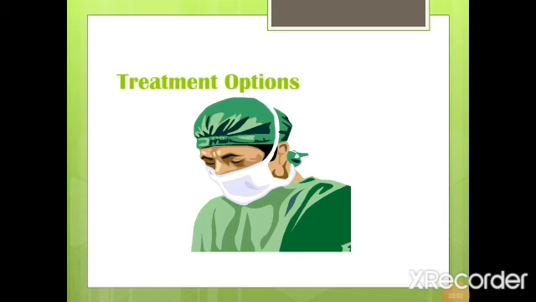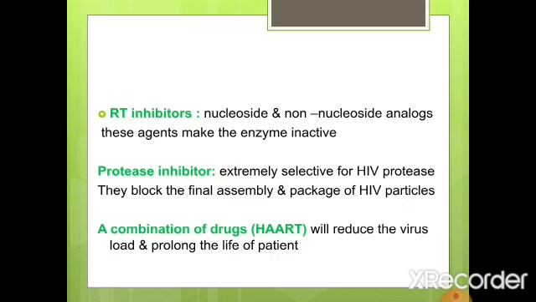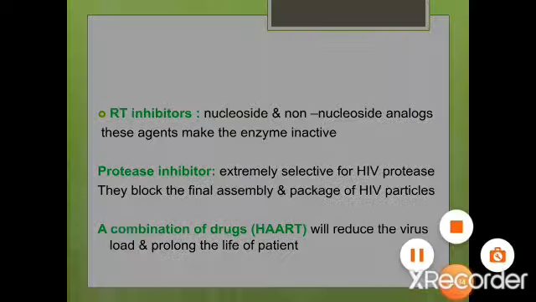The treatment options are reverse transcriptase inhibitors, nucleoside and non-nucleoside analogues. These agents will make the enzyme inactive. Then there are protease inhibitors, which are extremely selective for HIV protease. So they will block the final assembly and packaging of HIV particles. Then a combination of drugs, that is highly active antiretroviral therapy, will reduce the virus load and prolong the life of the patient for many years.